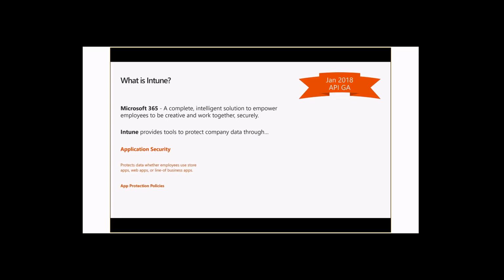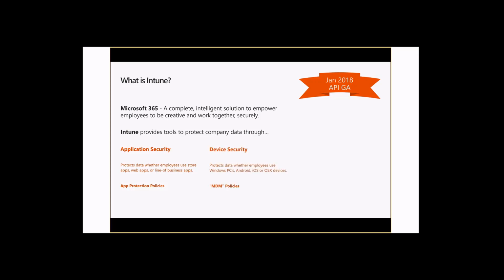The first one is application security. So when an employee is interested in getting work done, they're going to use applications to do it. And organizations want to ensure that whether a user is using a store app, a web app, or line of business app, that app is protected for not leaking out company data to untrusted locations. So application security is the first leg.